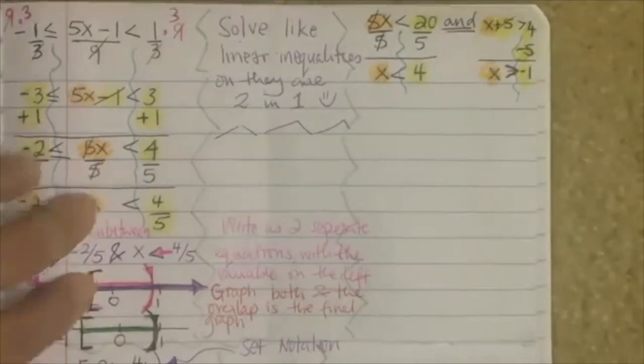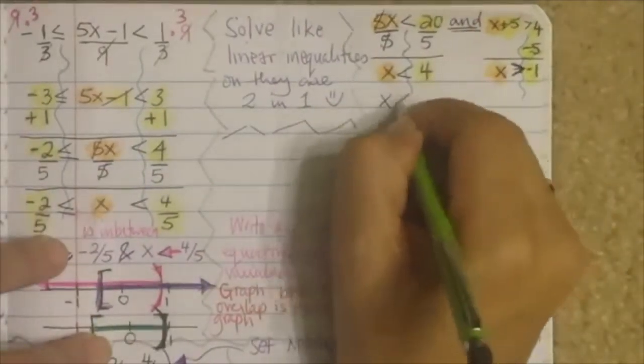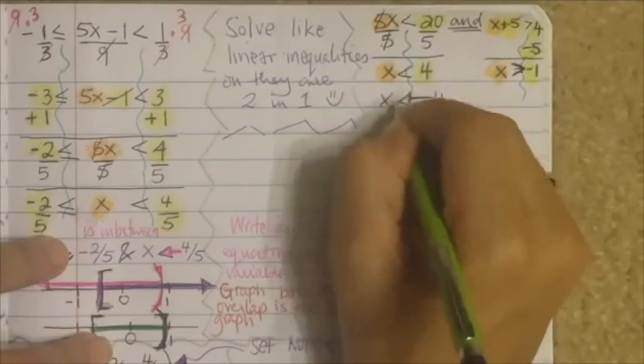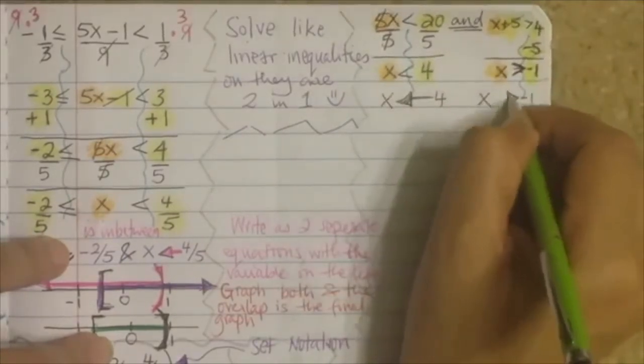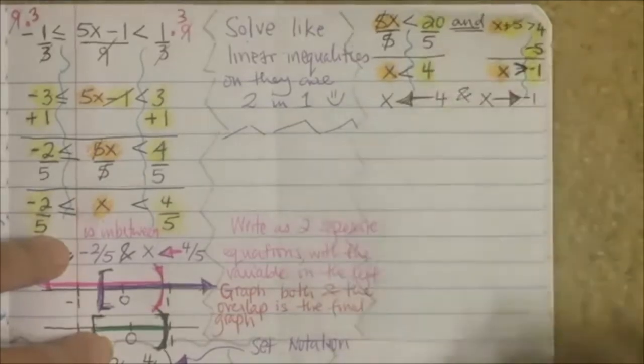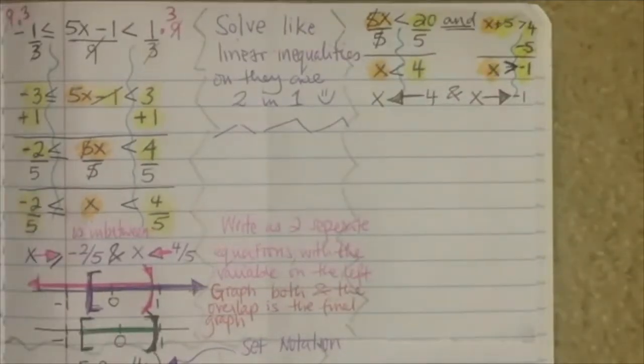So again, I have two inequalities. I'm going to rewrite it so I can draw my arrow to see my direction. So you can see that one's going strictly to the left. That one's going strictly to the right. There's no equal below it, so they're going to be parentheses or open circles.